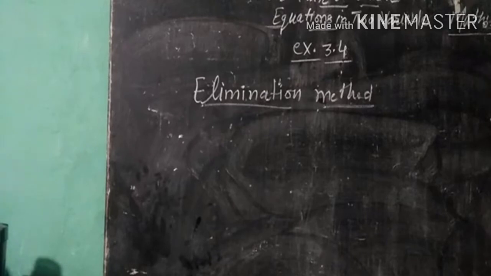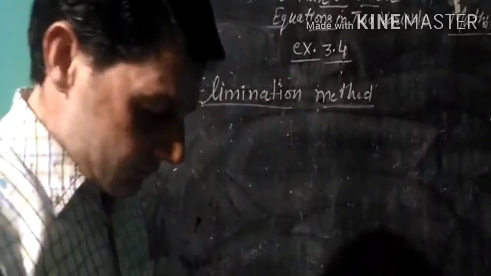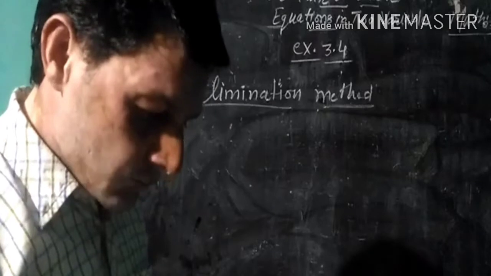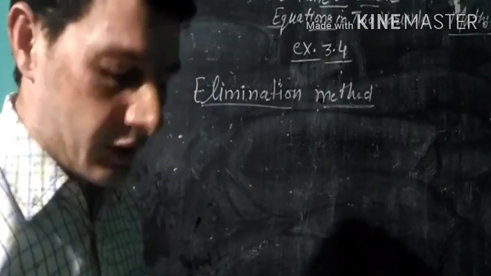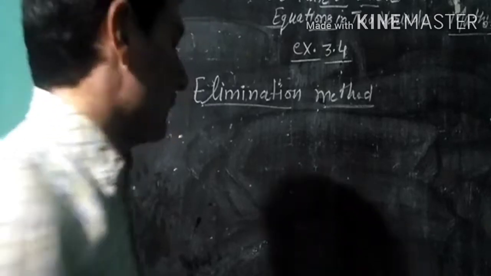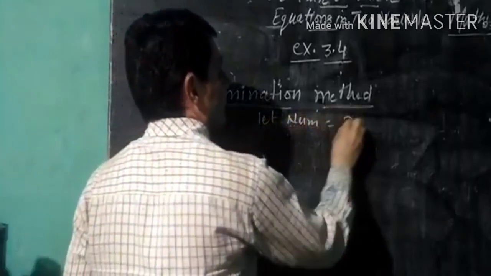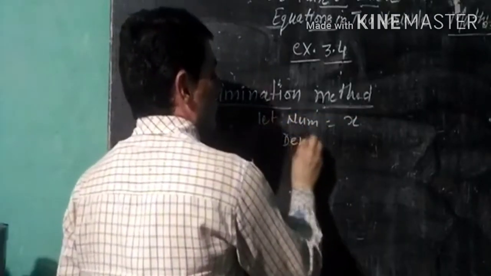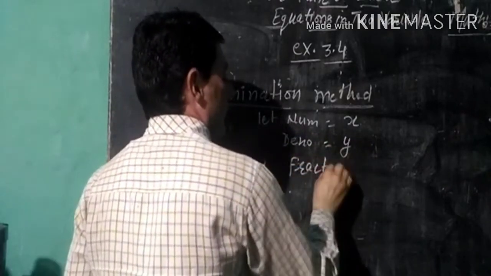Some questions I will discuss in more detail. The question may be of that type. Suppose question number 3, exercise 3.4. Suppose it is mentioned that if we add 1 to the numerator and subtract 1 from the denominator, the fraction reduces to 1. Let the numerator be x and the denominator be y. What does the fraction become? x upon y.